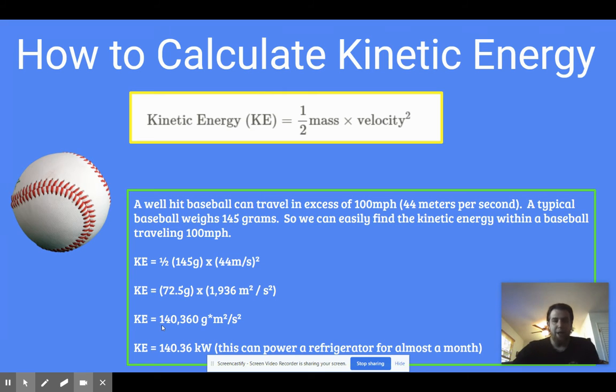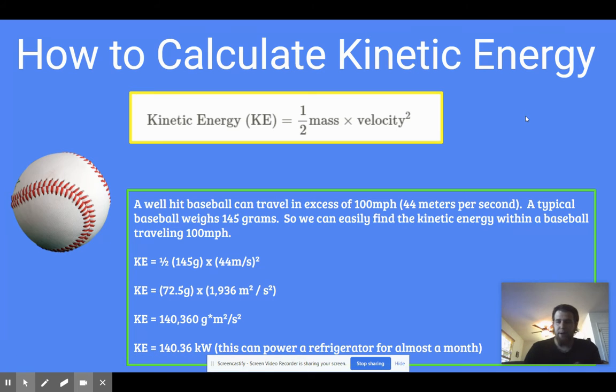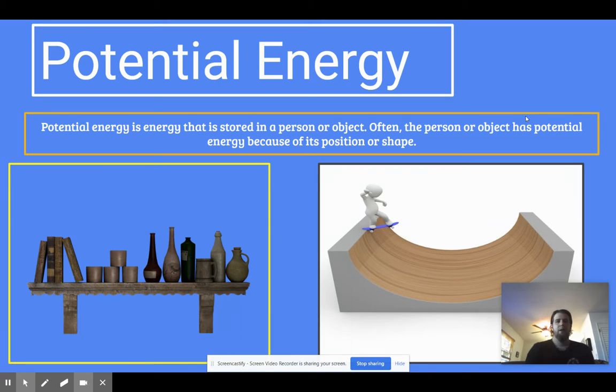Now that translates into, so the energy is translated into watts. You might be familiar with that. But the energy that this traveling baseball has going 100 miles an hour can power a refrigerator for almost a month, which shows you the energy that is stored within moving objects. It's pretty intense.